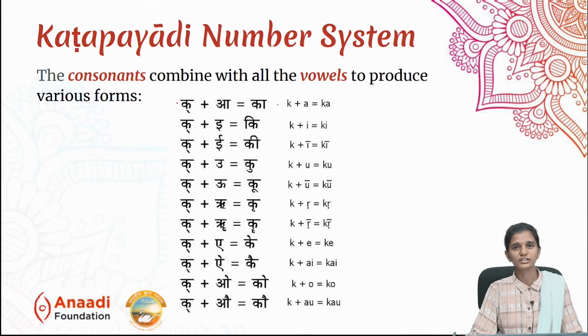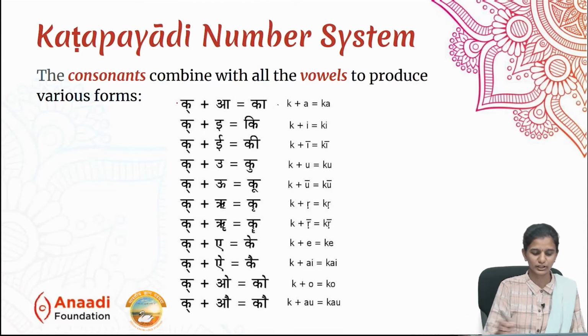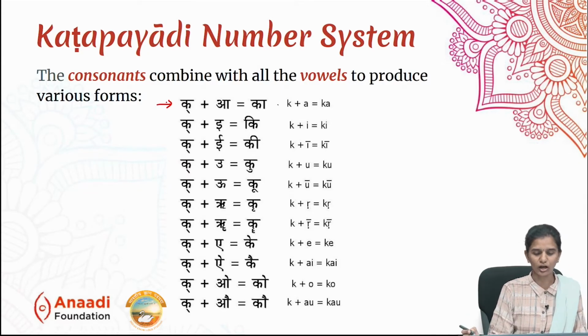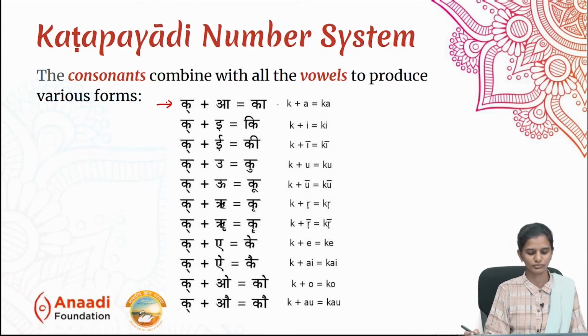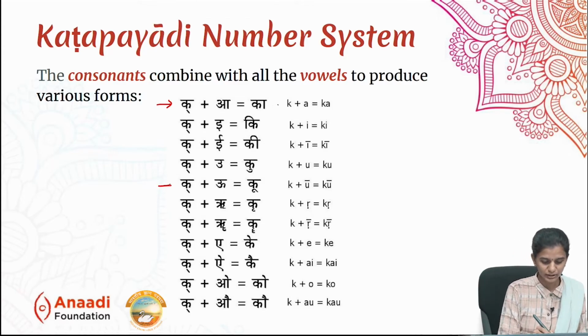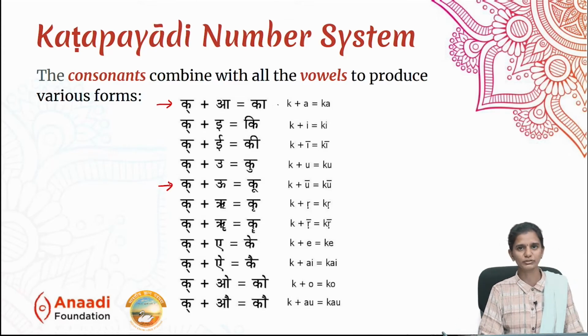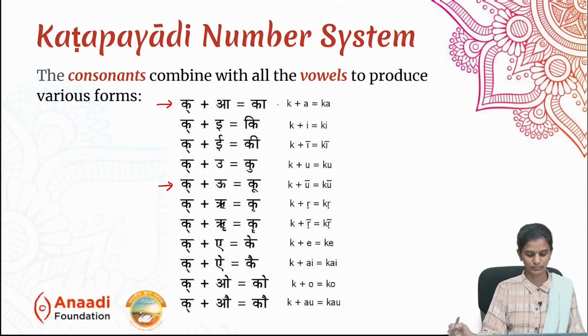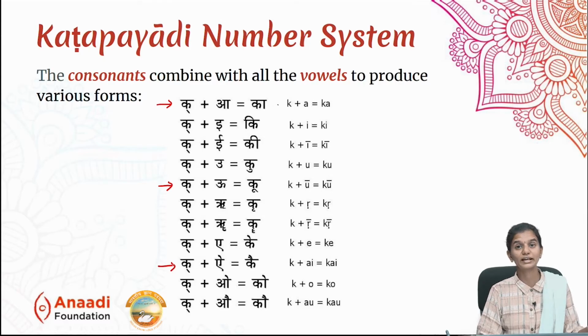Also, the consonants combine with all vowels to produce various forms. For example, K plus A will give Ka. K plus U will give Ku. K plus I will give Ki.